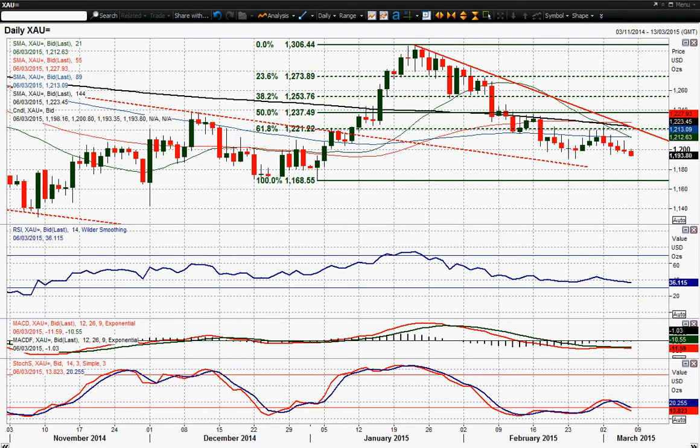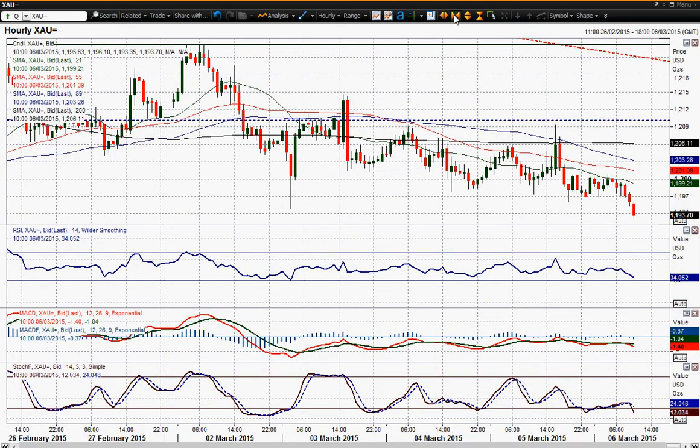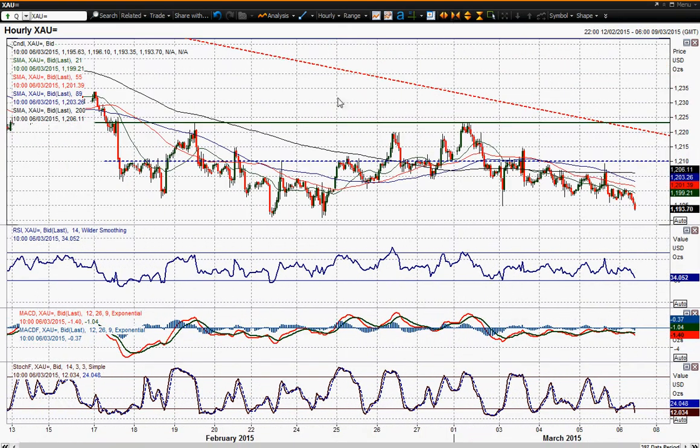Now the reason I have been neutral is broadly because of this intraday hourly chart, where you would argue that you've basically gone nowhere really for the last 2.5 weeks, but there is still, as I said, over the last few days, this sequence of lower highs and lower lows.